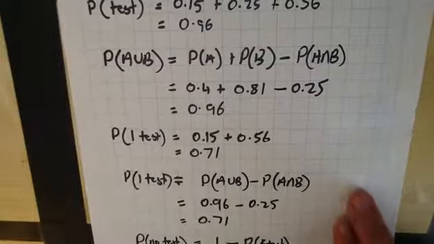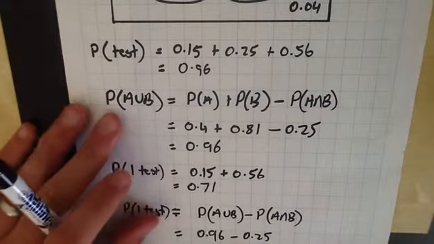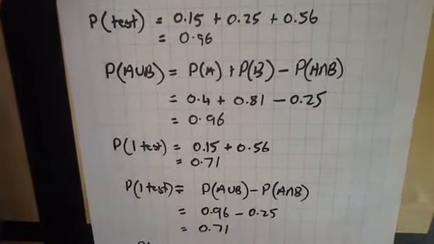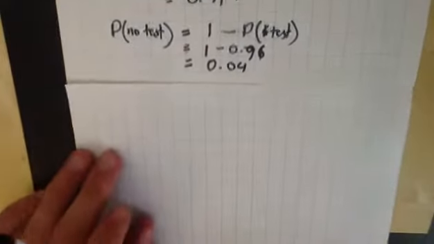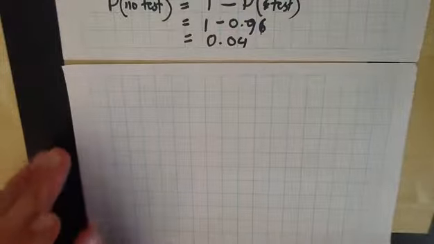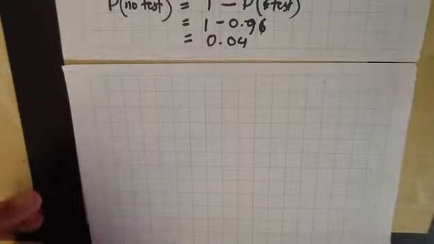Last part of the question. It says, are giving two tests independent? How to work that out? Well, you just use this rule.